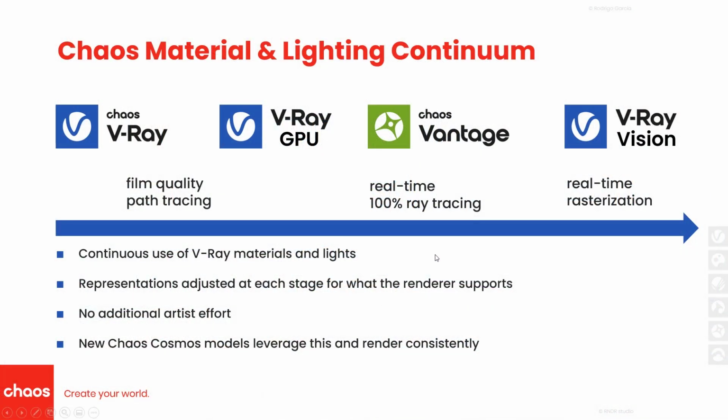So what this is really doing is it's setting up a continuum for materials and lighting across Chaos products. Starting with those using V-Ray and V-Ray GPU, we start with the highest definition of what's possible, and from there we allow the real-time solutions to interpret as best they can. This happens automatically for users with no extra work on their part, and it's providing a complete consistent way basically to go from real-time to film at any point.